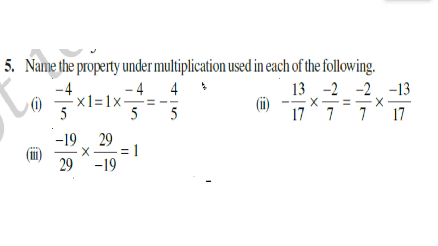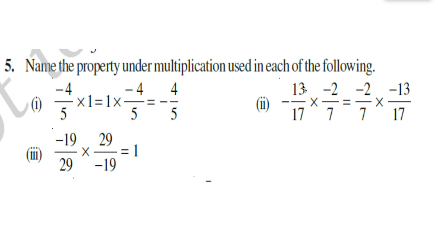Name the property under multiplication used in each of the following. Write the property. Negative 4 by 5 into 1 is equal to 1 into negative 4 by 5 is equal to negative 4 by 5. Which property is used here? Yes, 1 is the multiplicative identity here.